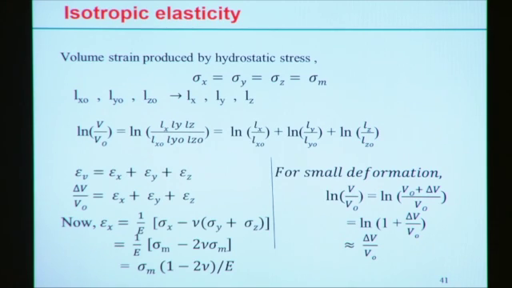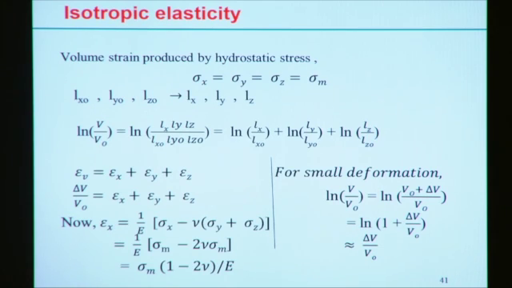Therefore V by V0, that means final by initial, can also be represented in terms of the logarithm of the individual components. This volumetric strain is actually represented in terms of epsilon x, epsilon y and epsilon z, but here all the terms are log true strain.